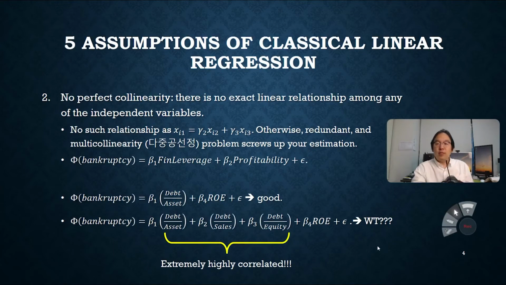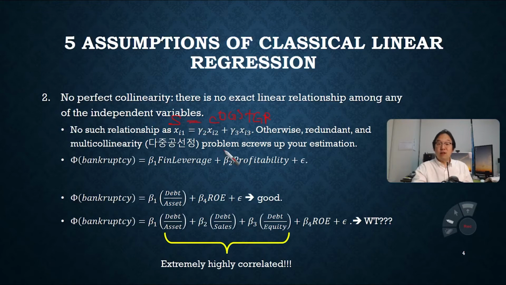x2, let's say x2 is cost of goods sold, and then this is what? Gross profit. Okay? Gross profit plus cost of goods sold should be what? Sales.